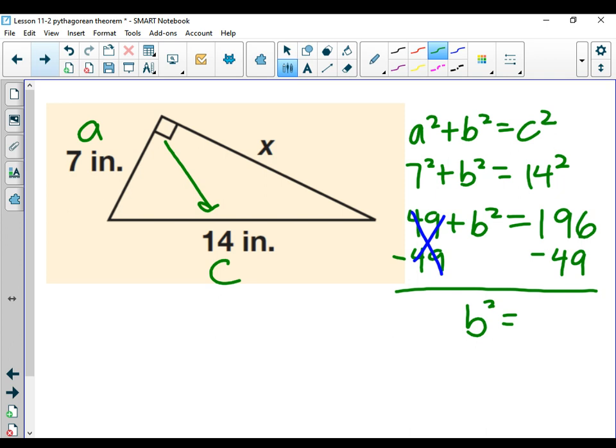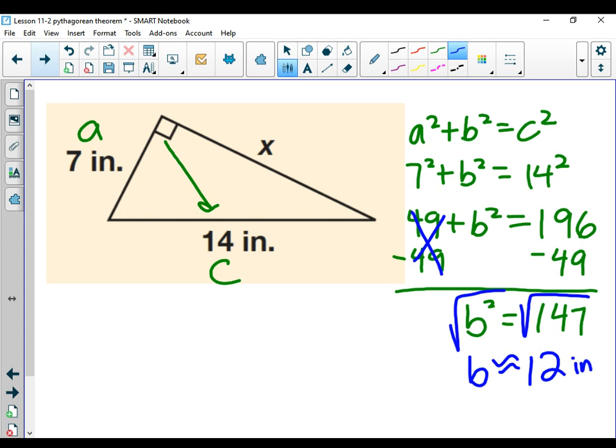196 minus 49 is 147. Approximately, almost 12 or a little bit more than 12. We're doing it faster than the teacher. Think we're okay. Are we doing from the book today? Remember.